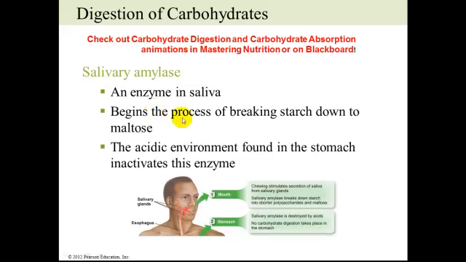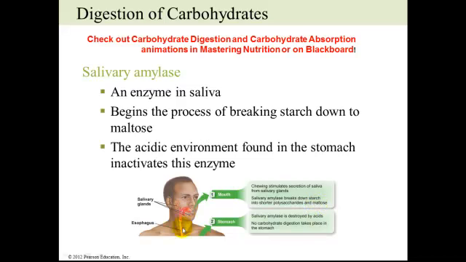This is going to begin the process of breaking down starches, those complex polysaccharides, into maltose. Remember, maltose is a disaccharide made of two glucose molecules bound together. So as we're chewing, the chewing leads to the secretion of saliva from the salivary glands, which is just chock full of salivary amylase. That's going to break these polysaccharides into smaller polysaccharides and maltose.